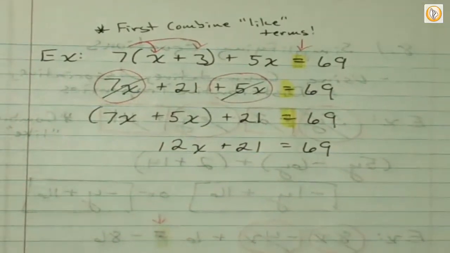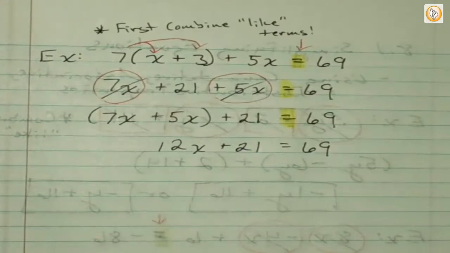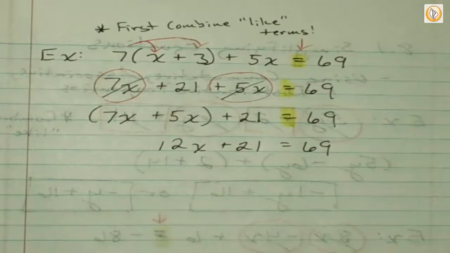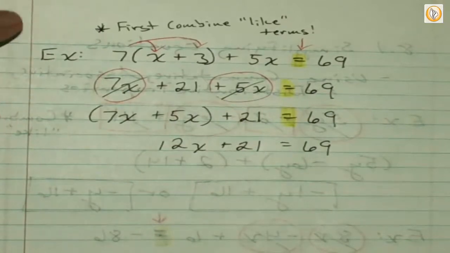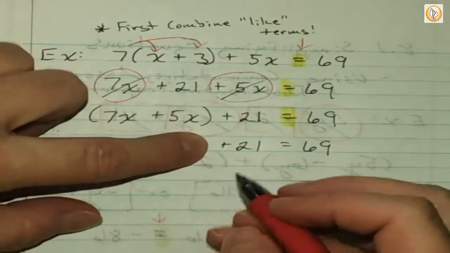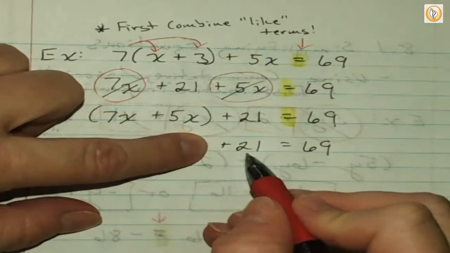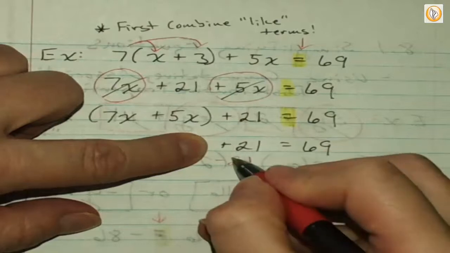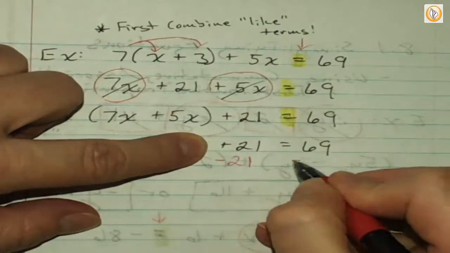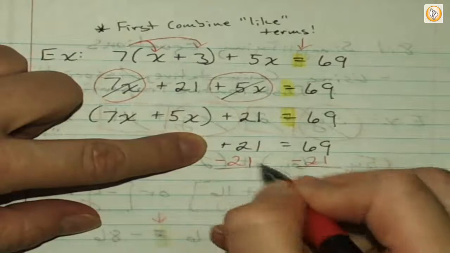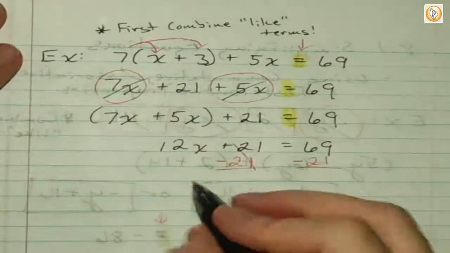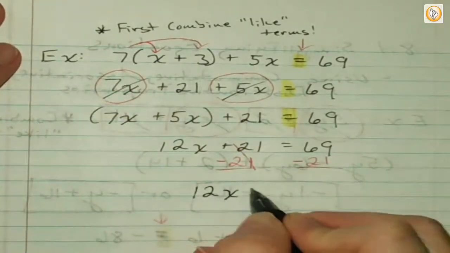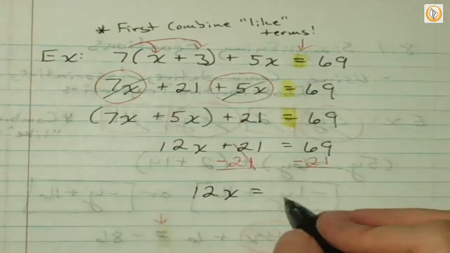All right, Aiden, what do I do now? What do I need to get rid of? You need to get rid of the 21. That's right. And how do I do that? Subtract. You are 100% correct. So if this is plus 21, we got to do the opposite, and that's minus 21 on both sides. That crosses out, and I have 12x equals 48.